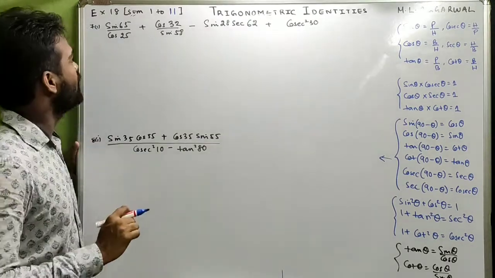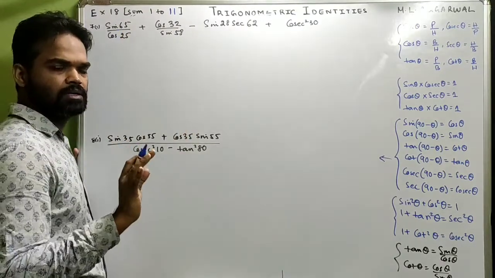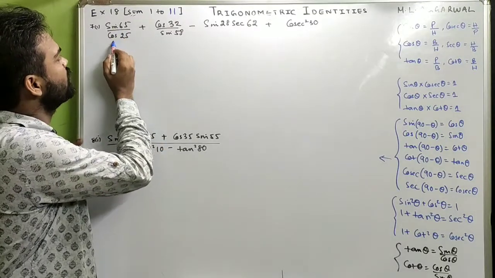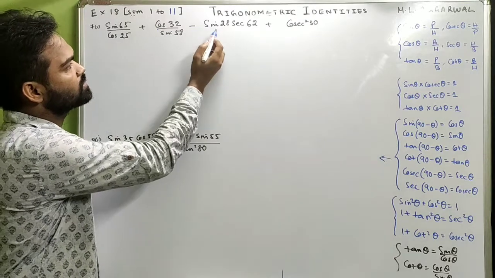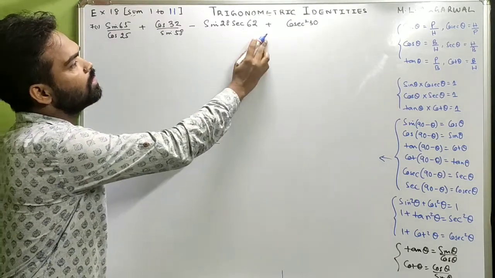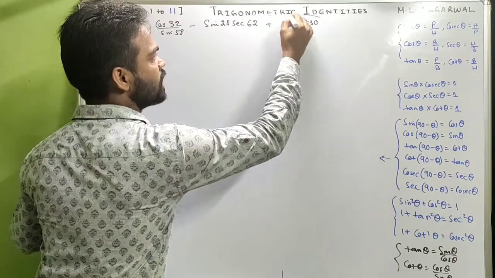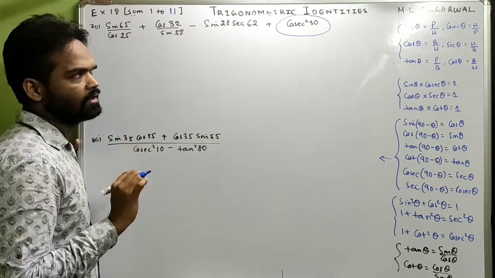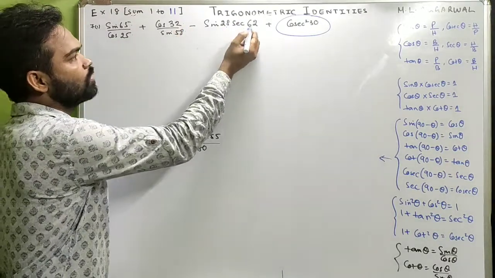Now look at 7 part 1. Similar. Find the value of this without using the trigonometric table. Sin 65 by cos 25 degree plus cos 32 by sin 58 degree minus sin 28 by sec 62 plus cosec square 30. Now, first of all, this is a standard angle. We know the value of this. We have already done it in class 9. Okay, just look over here. These two are complementary, these two are complementary, and these two are complementary.